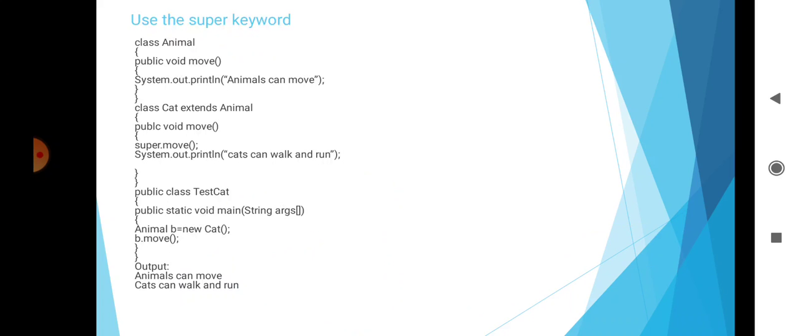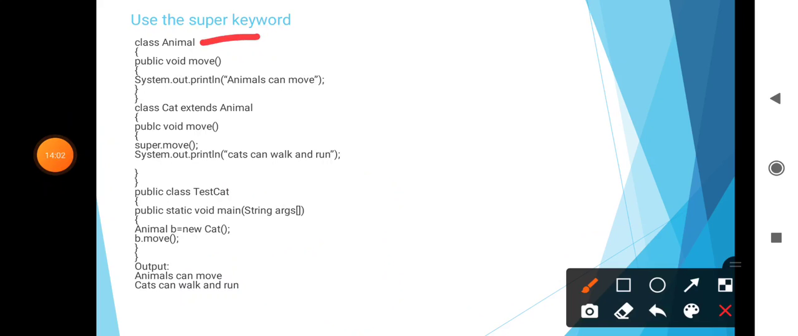Then, use of the super keyword. When invoking a superclass version of an overridden method, the super keyword is used. For example, class Animal and here is the move method, which prints the message "Animal can move".